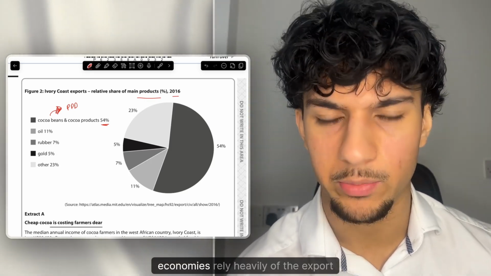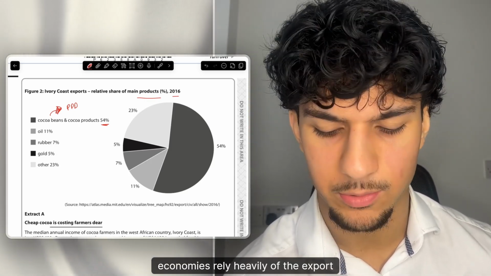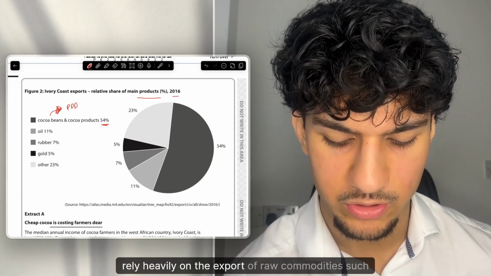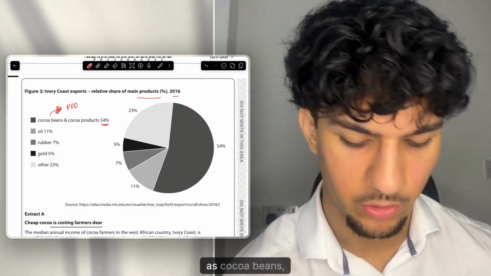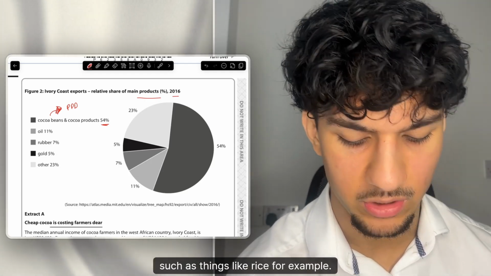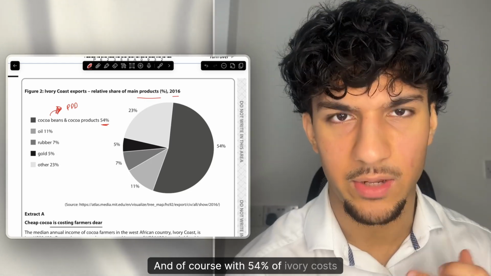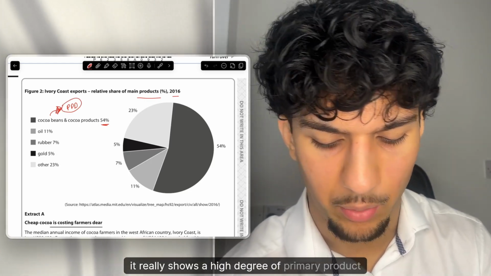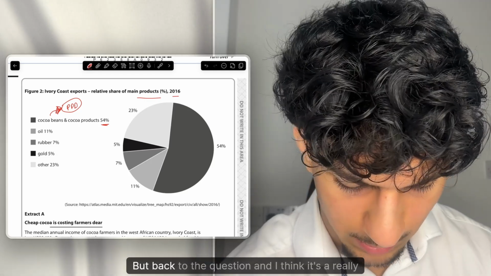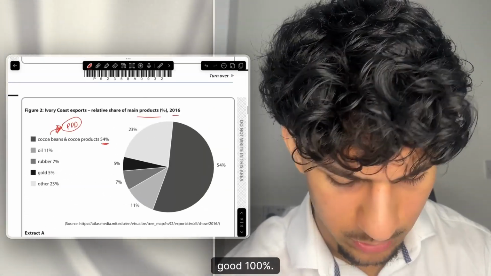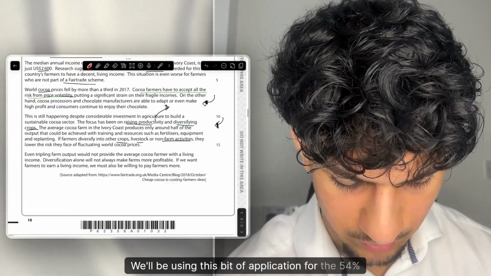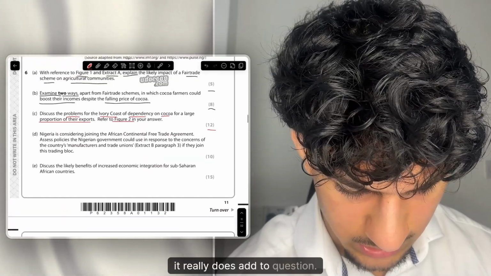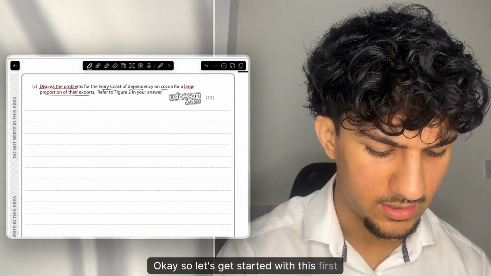It's where developing economies rely heavily on the export of raw commodities such as cocoa beans, such as things like rice, for example. And of course, with 54% of Ivory Coast's exports being cocoa beans, it really shows a high degree of primary product dependency. But back to the question, and I think it's a really good one. 100% will be using this bit of application for the 54% as it really does add to the question. Okay, so let's get started with this first paragraph.